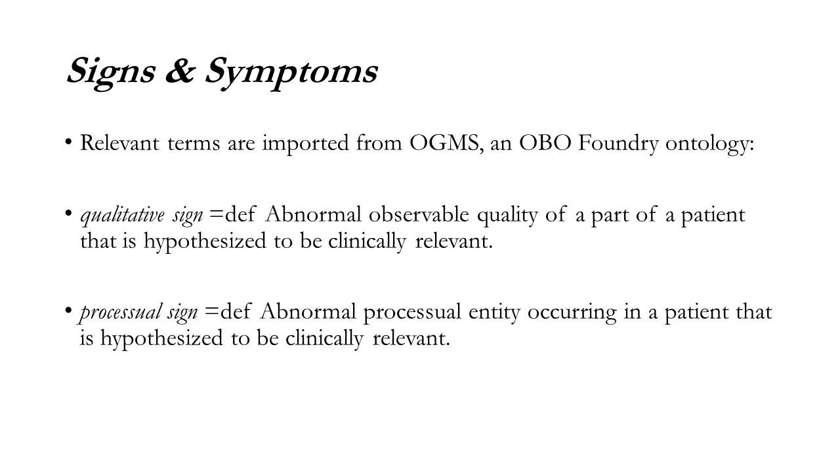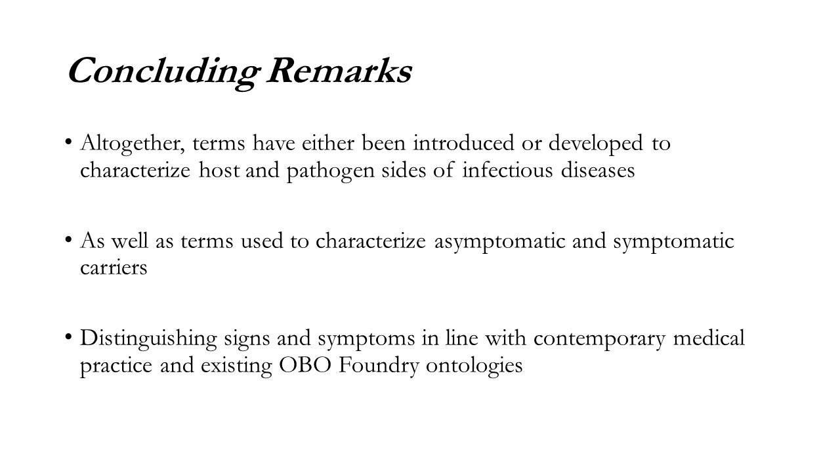So the terms here that are relevant: qualitative sign is an abnormal observable quality of a part of a patient that's hypothesized to be clinically relevant, and a processual sign is an abnormal process or processual entity, something that happens over time, that occurs in a patient and is also hypothesized to be clinically relevant. A symptom, in parallel, has the subjective character, also hypothesized to be clinically relevant by a patient.